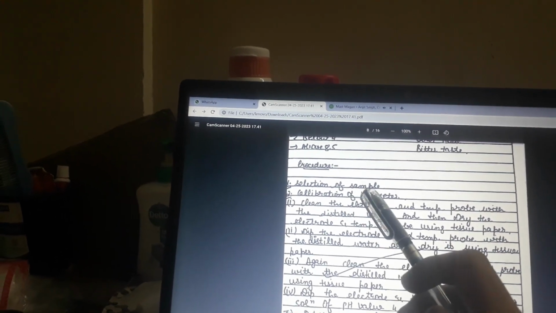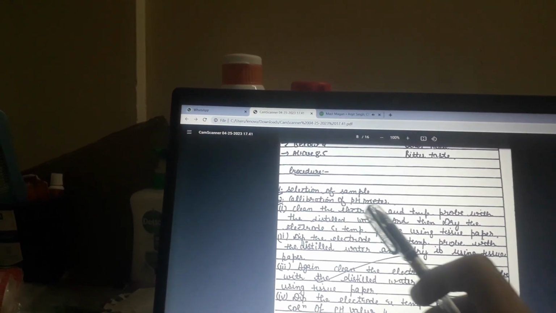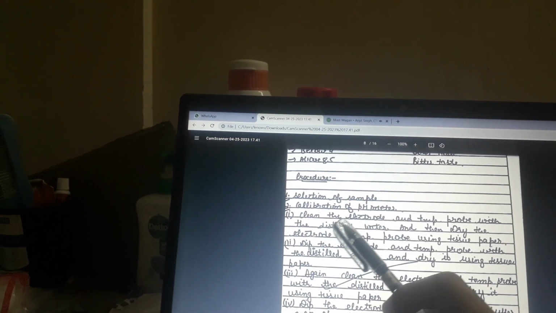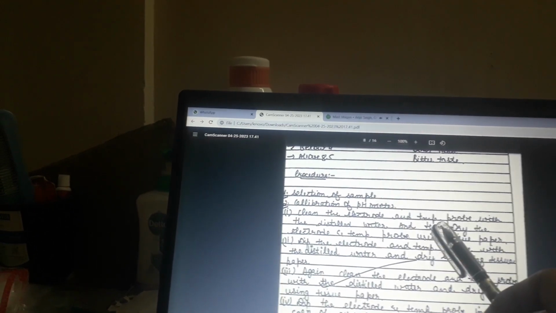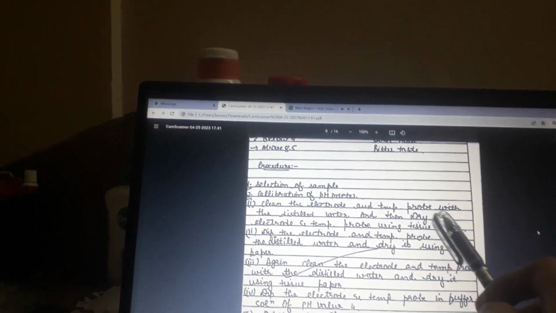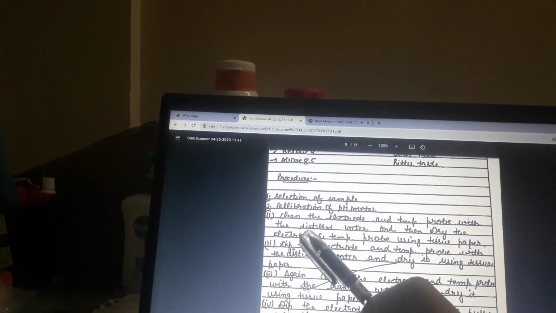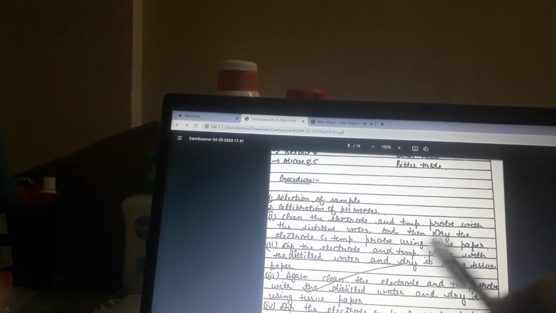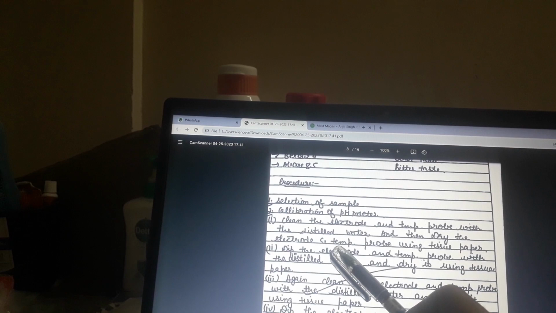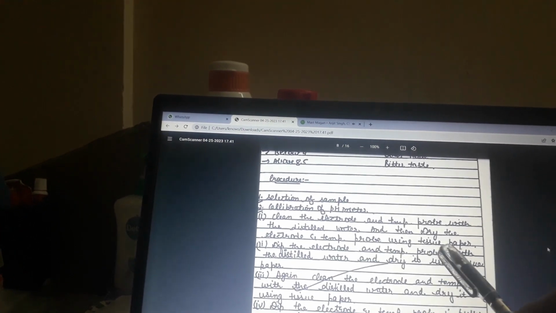Procedure: selection of sample, calibration of pH meter. First, clean the electrode and temperature probe with the distilled water and then dry the electrode and temperature probe using tissue paper.